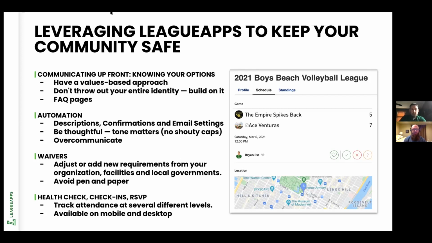Like we said in the previous webinar, automation is great. We have program descriptions in League Apps, which will give people information before they sign up. Confirmations can give them information after they've signed up.